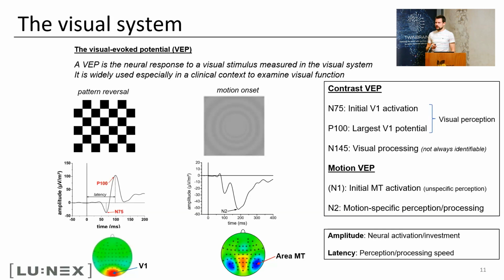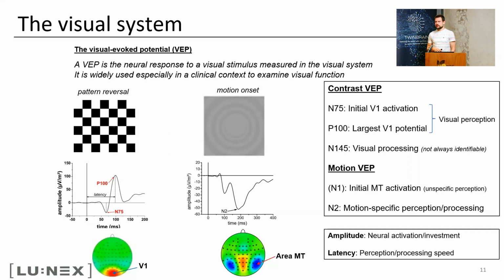Maybe you can imagine it in a way that the visual system or area MT recognizes, all right, there is some kind of stimulation in the environment, but at that moment the system does not yet know what it is, what type of motion it is, what speed it is, and so on and so forth. It's just some kind of initial activation. You have the same in motor areas as well. What we are interested in is this N2 potential, because this is the motion-specific perception and motion-specific processing.